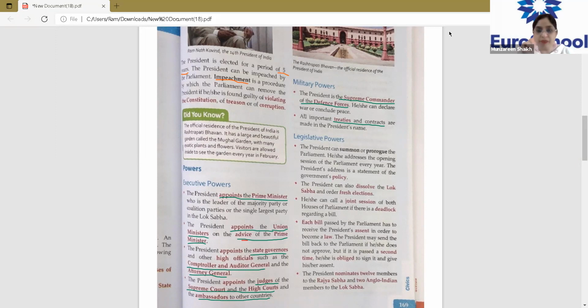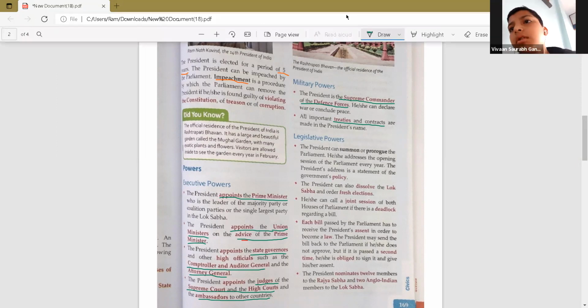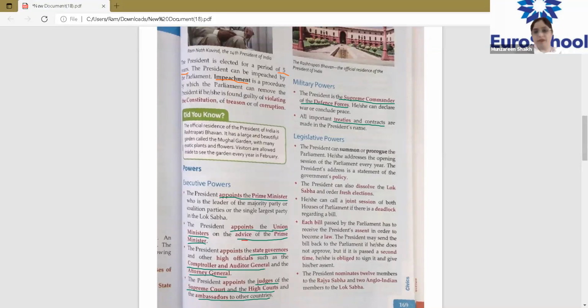Now let me ask you a few questions from the previous page to get satisfied whether you have understood or not. Ma'am, I have a doubt. One minute. All right, now let me ask you a few questions. What is the basic qualification of the president?